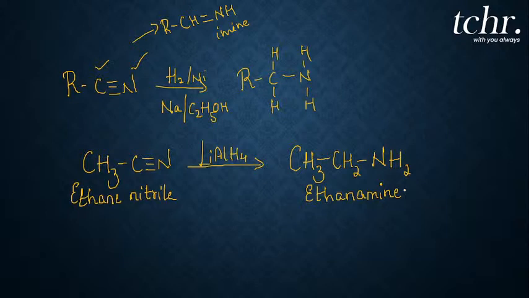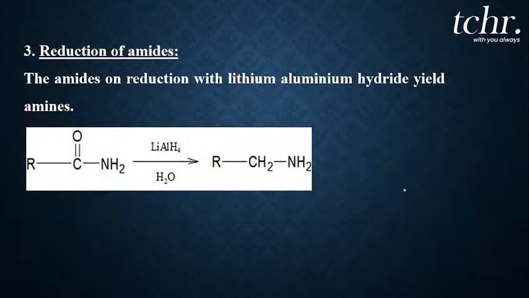So this is how nitriles, or the cyano group, using a good strong reducing agent or direct hydrogenation, we can convert to amines. So two concepts are clear. Now we'll learn about nitro groups. We can convert nitro groups to amines. Also, you can take nitriles and convert nitriles to amines.